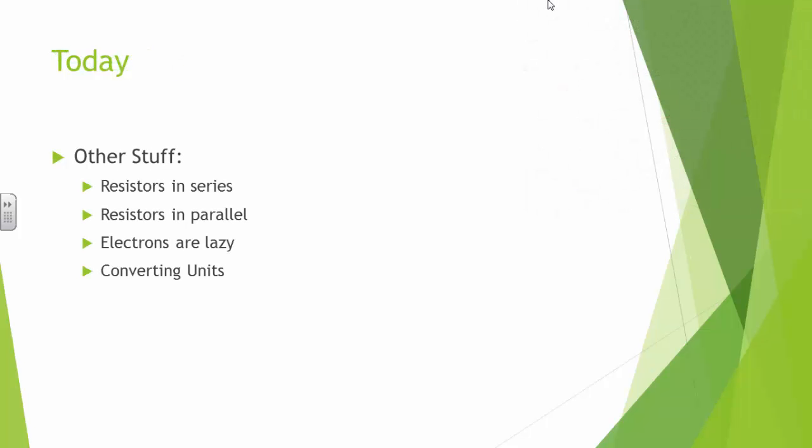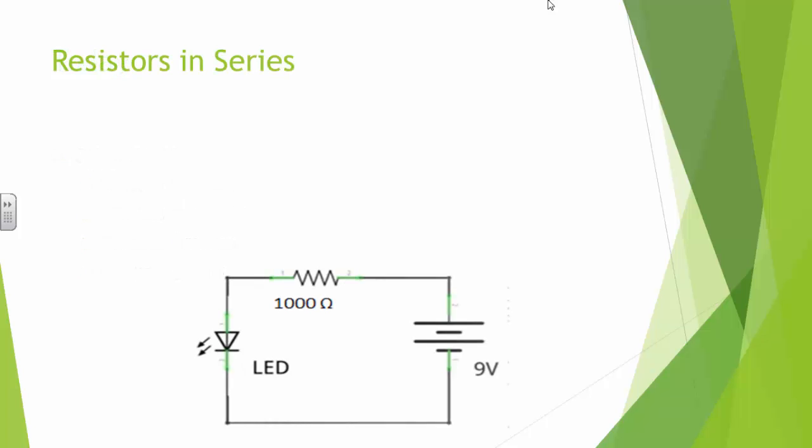Yesterday we talked about multimeters. Today we're going to review resistors in series and parallel from your grade 9 science class. Talk about how electrons are lazy. And we're going to cover converting units, something very important in computer engineering.